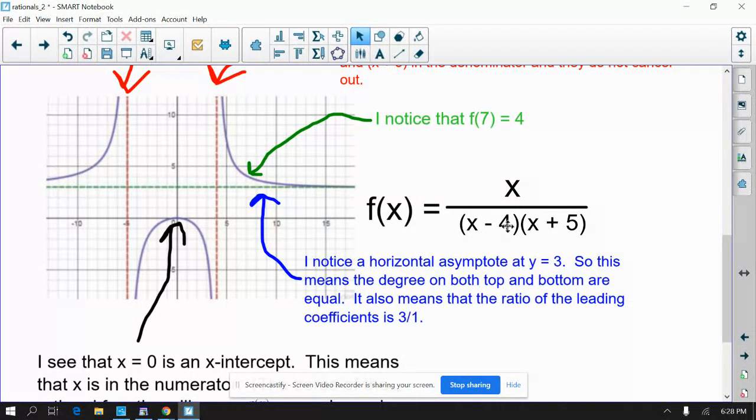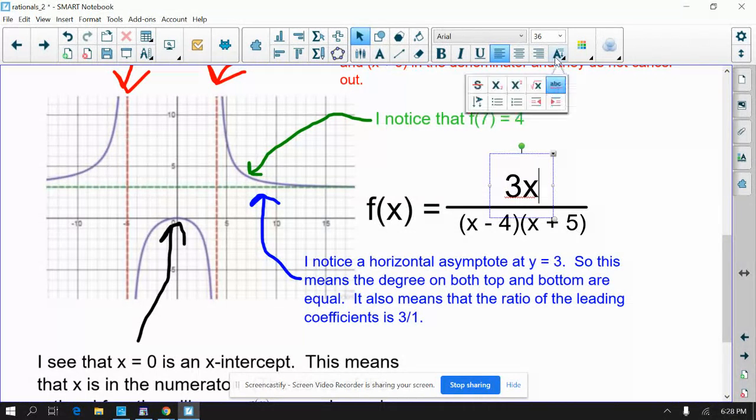As it stands right now, the numerator is a first degree, the denominator is a second degree. So this function would have a horizontal asymptote of y equals 0, and I need it to be y equals 3. So I need both of these degrees to be the same, and I need it so that when I divide the leading coefficients, I get 3 over 1. Well, this takes a little thinking outside of the box, but once you see it, it's easier to see the second time.